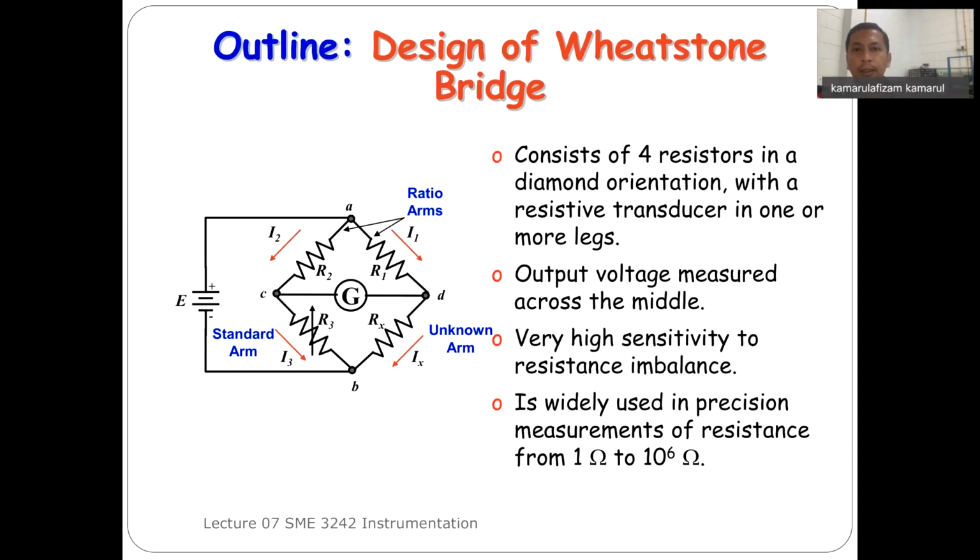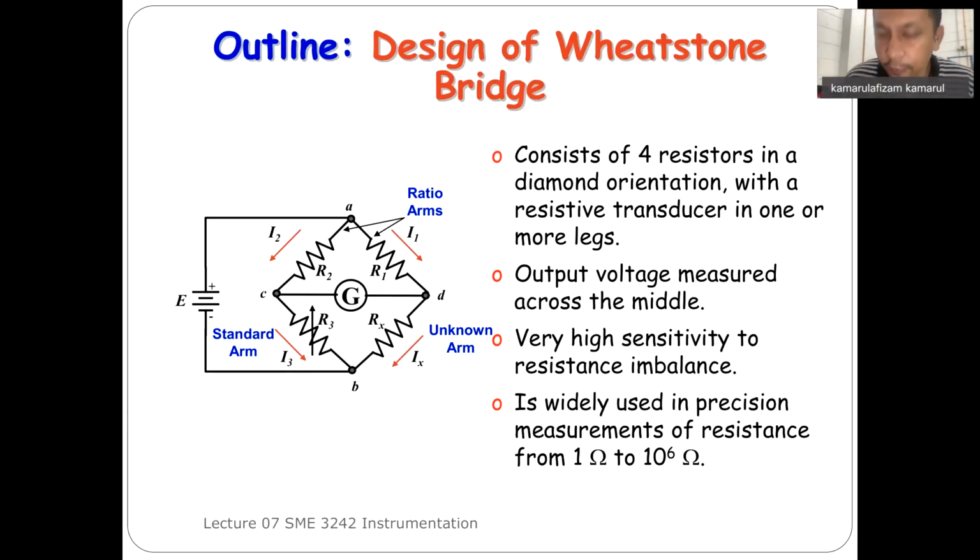Okay, so again, E is your supply system voltage, so you can take any voltage that fits your system. Then, point number one: the circuit consists of 4 resistors in diamond orientation with resistive transducers in one or more legs. So you can see from point C to B, you have one resistor. From point D to point B, you have one resistor. Both of these resistors are called leg resistors, where the sensors are connected.